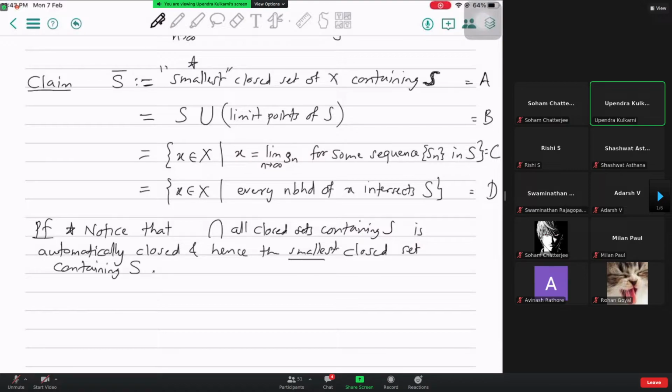Okay, but maybe it's simpler than that. You see, if you show that each one of these contains S, I'm just taking forward your reasoning, right? Each one of these sets contains S. Is that obvious?